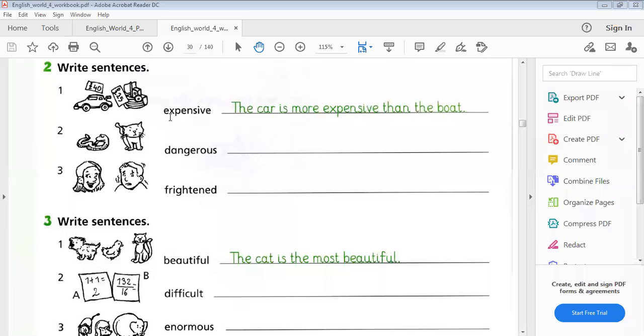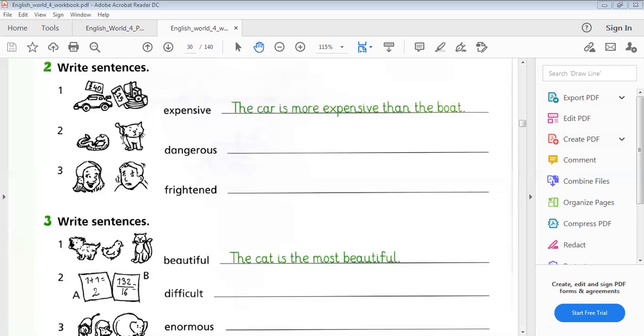So here, look, we have 2 types of things. Look, this toy and this toy, okay? So the car and the boats. Which one is more expensive? I'll ask you the question, okay? I would say, okay, which one is more expensive? If I said which one is more expensive, you have to use more. If I said which one is the most expensive, you have to use the most, okay? So here, which one is the most expensive? Expensive, I'll give you the word. Say the car is more expensive than the boat. Don't forget that, okay? The car is more expensive than the boat.